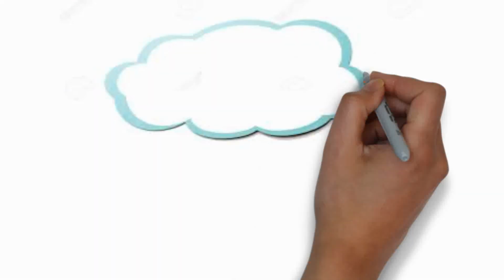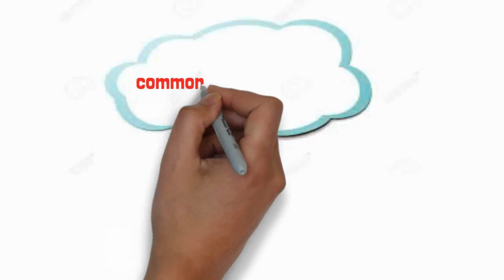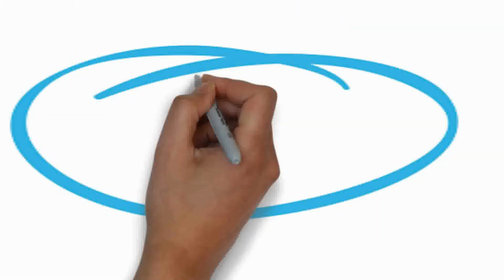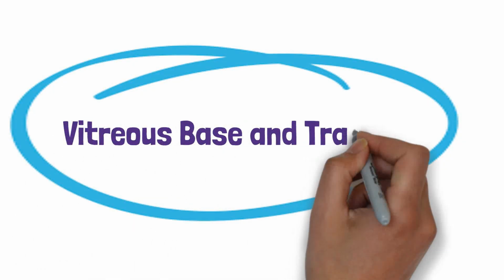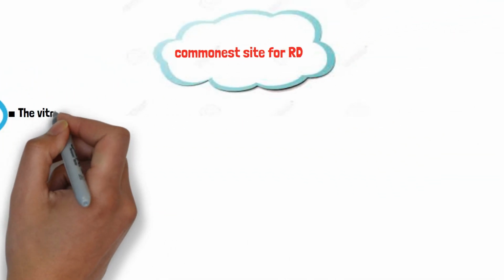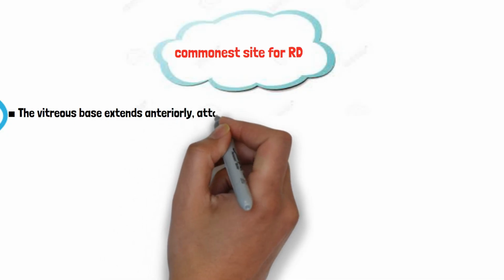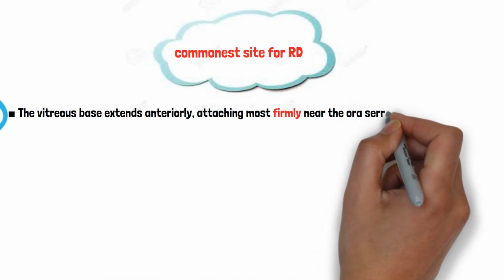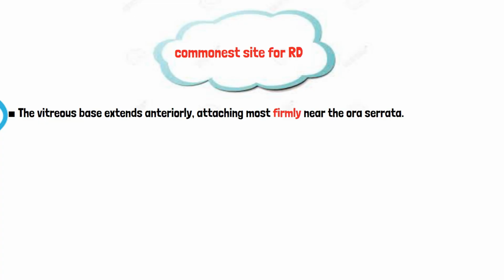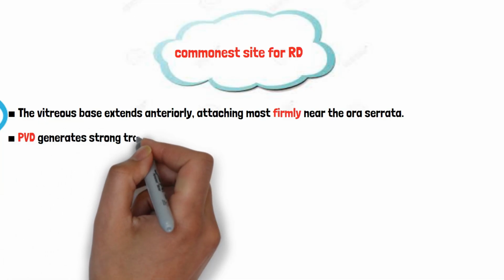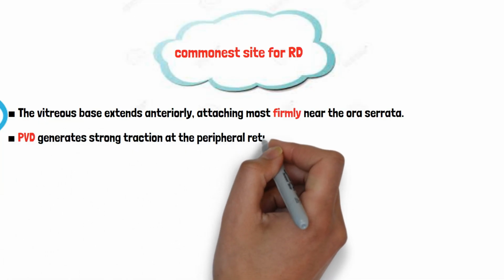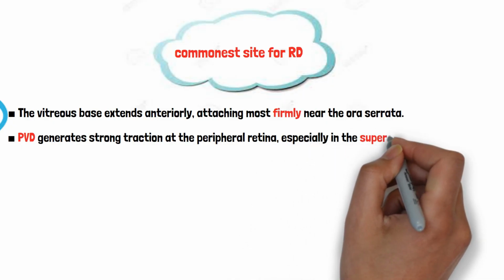The superior temporal retina is the most common site for retinal detachment, and here's why. First, the vitreous base and traction. The vitreous base attaches most firmly near the ora serrata. When posterior vitreous detachment occurs, it creates strong traction at the peripheral retina, especially in the superior temporal quadrant.